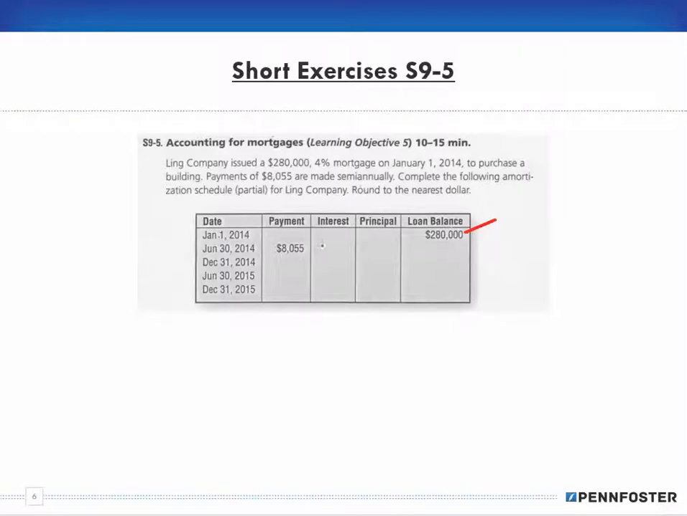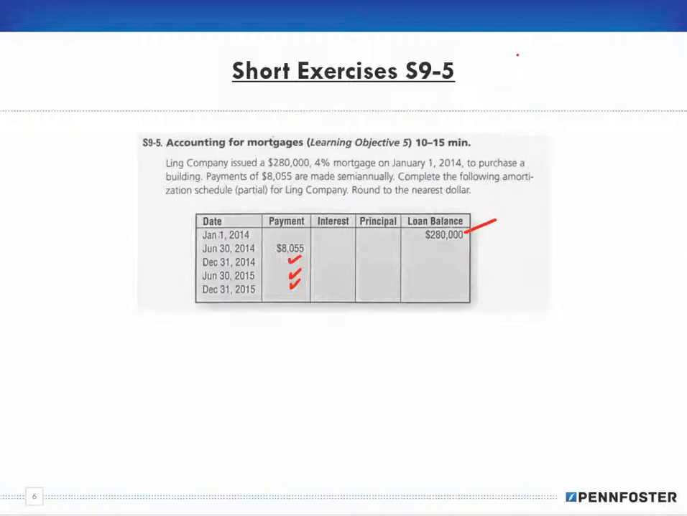We start out with a payment of 8,055, and that's what the payment is going to be each and every time. I'm just going to simplify this and put a check mark against these. Every 6 months, there's going to be a payment of 8,055. Now, that payment is apportioned between principal and interest.